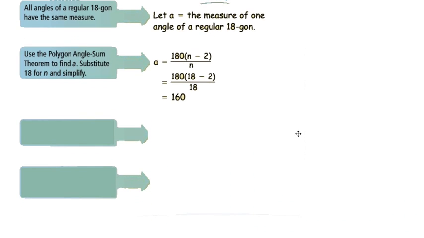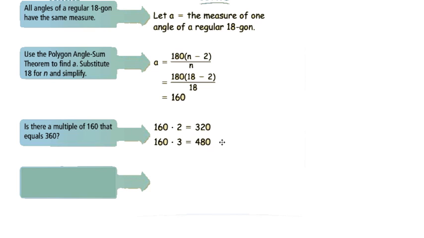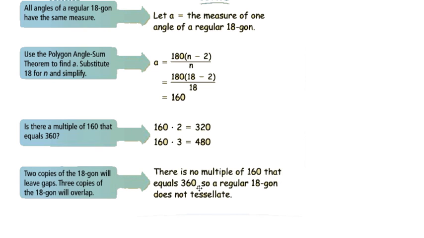Then what we need to do is figure out, is there a multiple of 160 that will give us 360? If we multiply it by 2, we get 320. If we multiply it by 3, we get 480. And there is no integer multiple of 160 that will give us a complete circle of 360. So it's either going to overlap or be a gap. So therefore, an 18-gon will not tessellate.